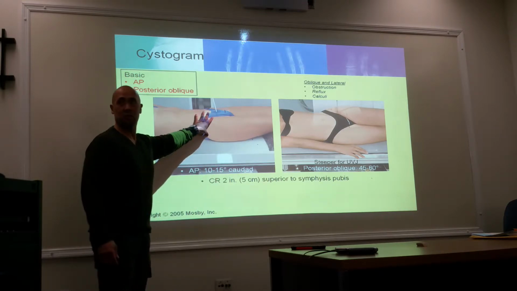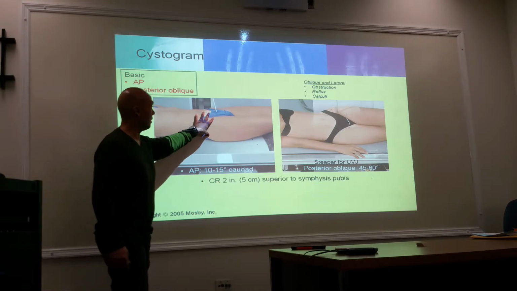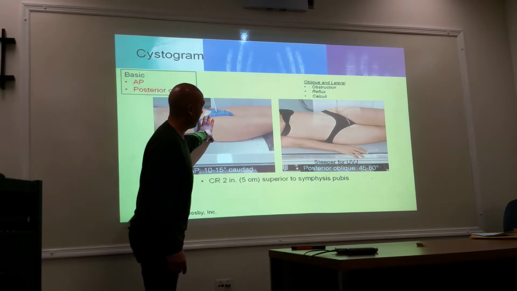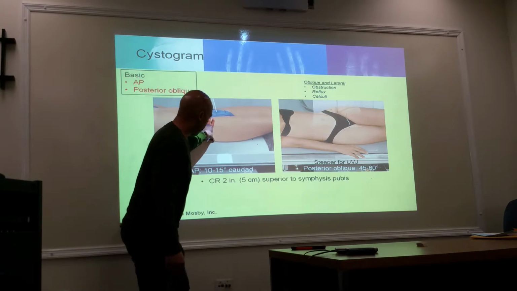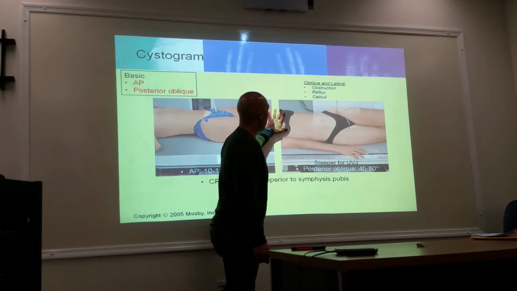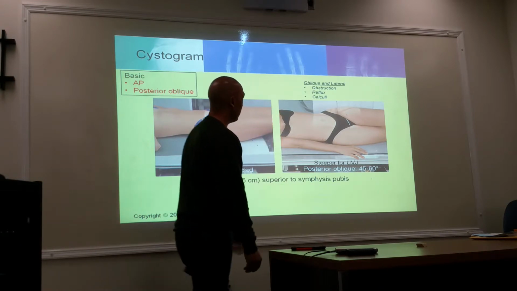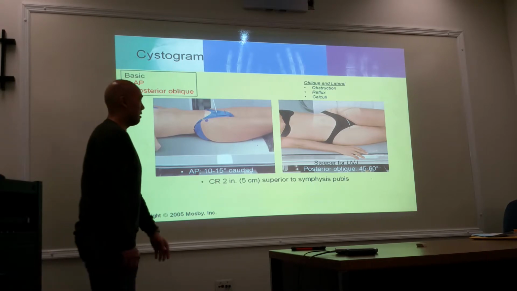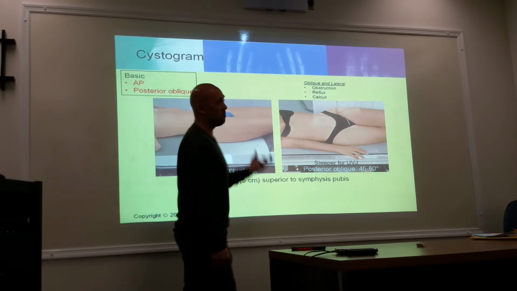Do we need a large image receptor? Do we need a large imaging field? So only collimate to the area of interest. Then you have your additional views, which is your oblique and lateral cystograms. And the additional views are to look for obstructions.